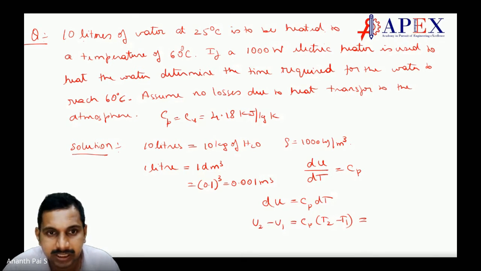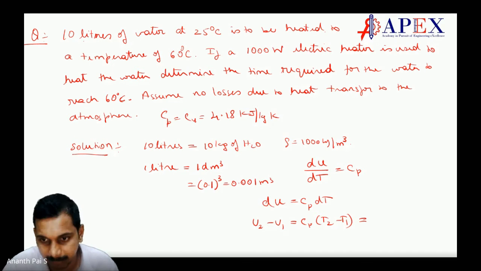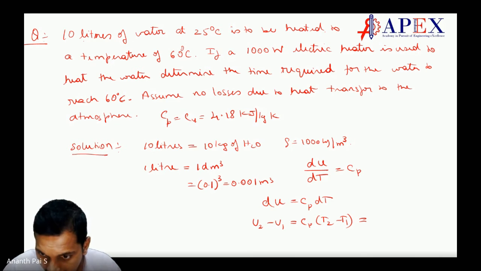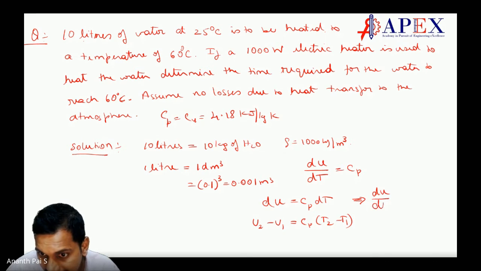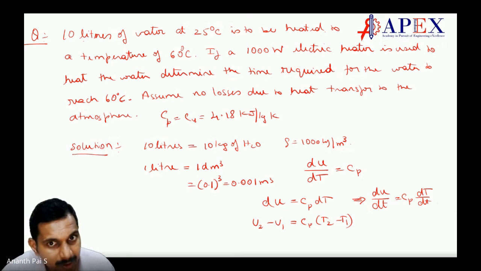And this change in internal energy is equal to the energy supplied. This is the total energy supplied. If you want to find out the rate of energy supplied, I have to write du by dt, temperature over time, is equal to Cp into dT by dt. This way also I can write.